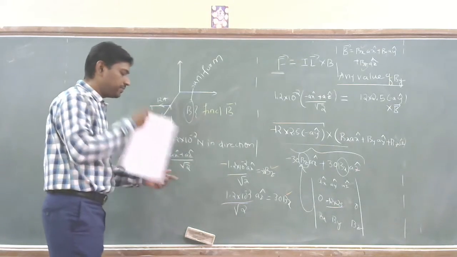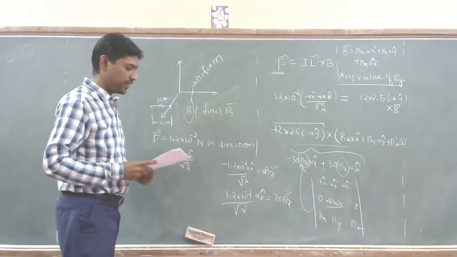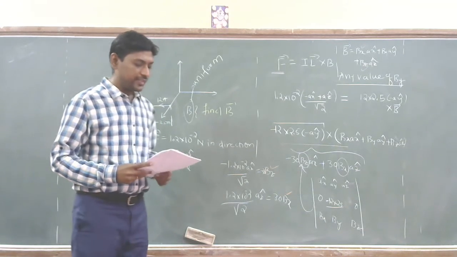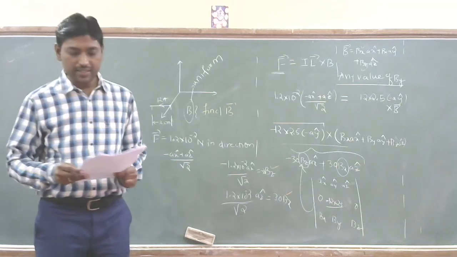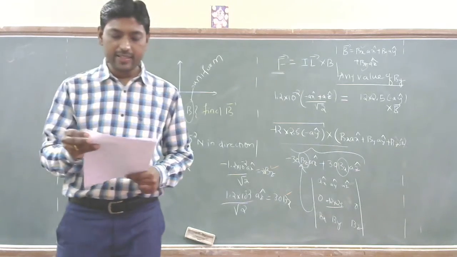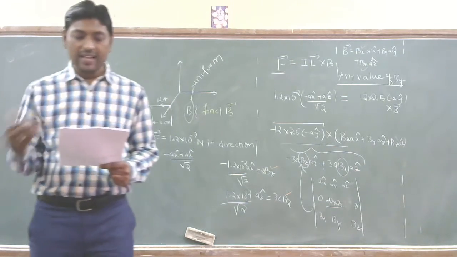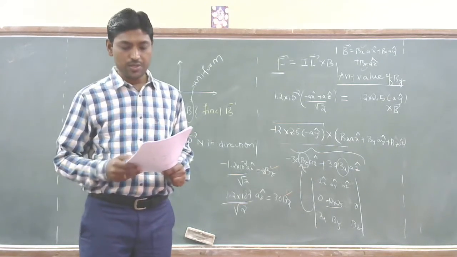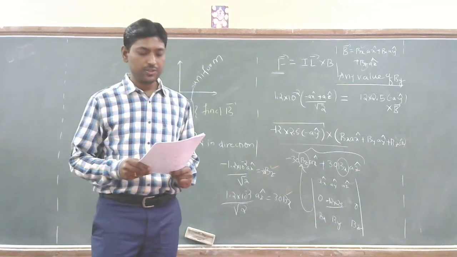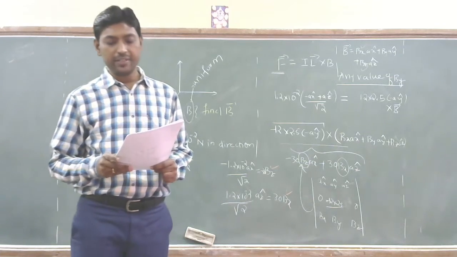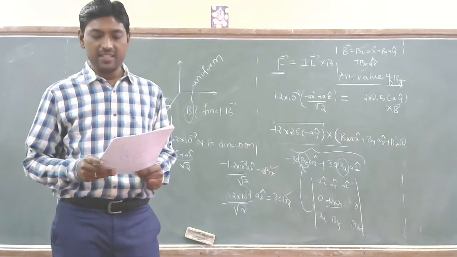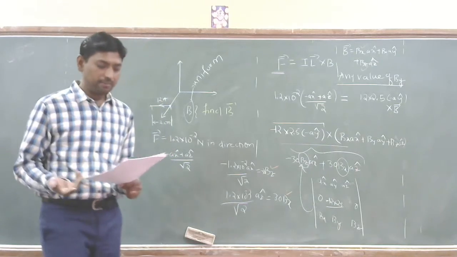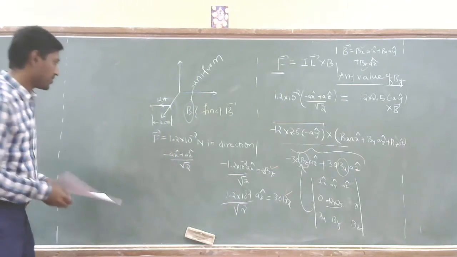And example number 8 is really quite simple. Two infinitely long straight conductors are located at x equal to 0, y equal to 0, and x equal to 0, y equal to 10 meters. Both carry a current of 10 ampere in the positive az hat direction. Determine the magnitude of the force experienced.